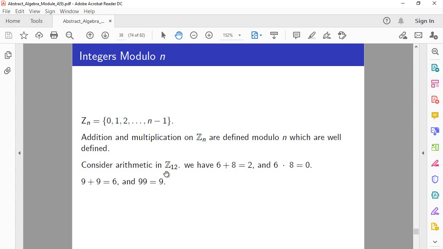Also, 9 belongs to Z12. So what is 9 times 9? Okay, I have a typo here; this should be 9 times 9. So 9 times 9 is 81, and 81 mod 12 is 9 again. So you see, 9 times 9 is 9 in this set. Again, you get 81, and then modulo 12, that's 9. Again, I have a typo here; this should be 9 times 9.